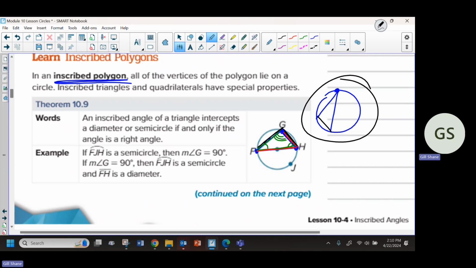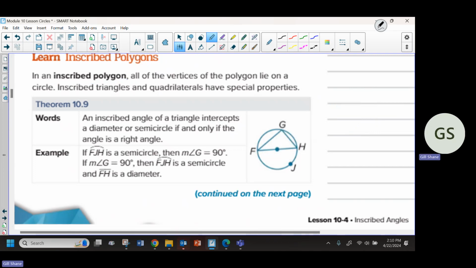So if that's the case, all of these angles, again, I'm teaching it a little bit differently. That angle there is half of that arc. Well, if we look at the picture, we know what this arc is. The arc is 180 degrees because we know FH, and I think it probably tells us that.